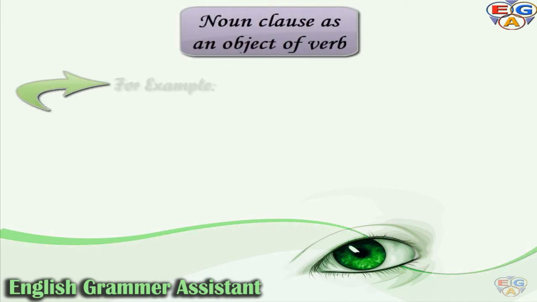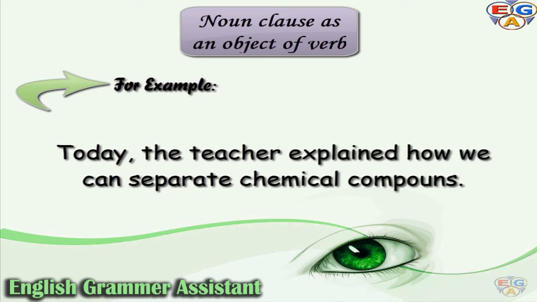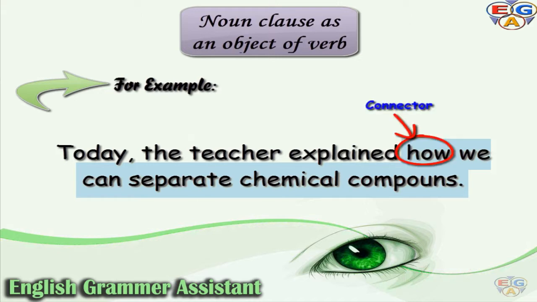The noun clause as an object of verb. For example, today the teacher explained how we can separate chemical compounds. How we can separate chemical compounds is the noun clause. It acts here as an object of the main clause. The connector of this noun clause is how.